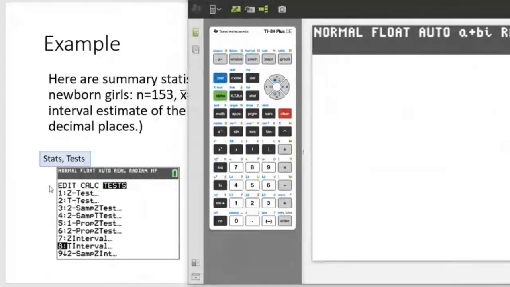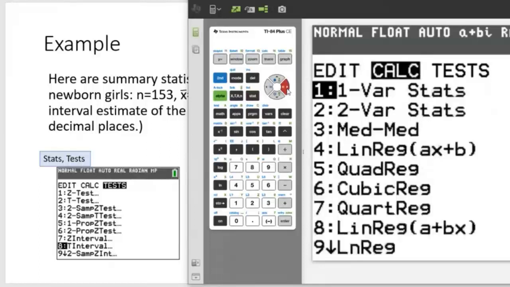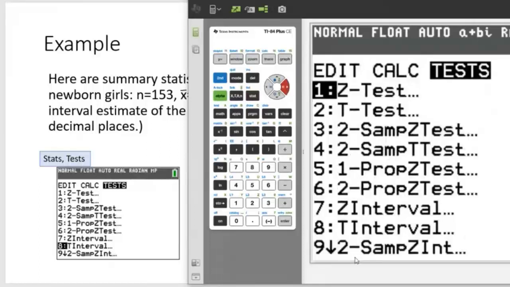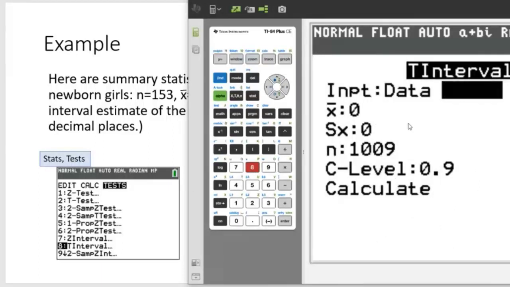I am going to do this one just like it says, so I'm going to go to Stats and Test. Stat, go to the right for Test, and then you can see option 8 is a t interval. So you can go down. This is the screen that was missing though. You have a choice here to either enter data or your stats. Data would be like if I actually had all 153 pieces of information to enter in a list. But stats is where I'm going to use my resulting information that they gave me. So I am using stats here, and N was 153.